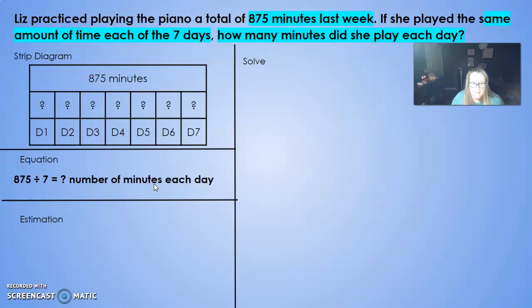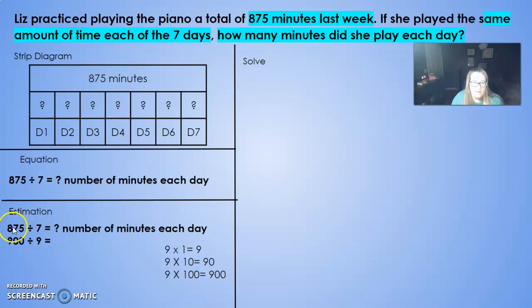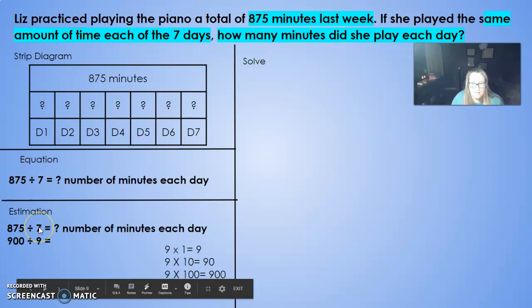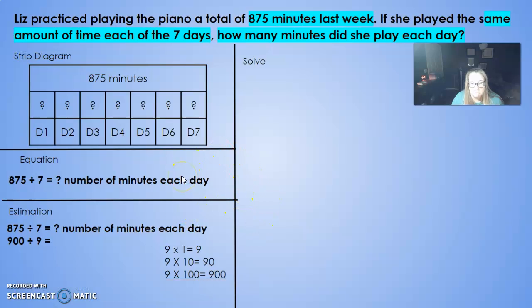Remember, the whole reason I do my estimate is to make sure that my answer is reasonable. So if I have 875 divided by 7, I'm going to do 875 rounded to 900 because it's pretty close. And 7, that's a good number, but I'm going to go to 9 because I know my 9s. So I wrote them down over here. 9 times 1 equals 9. 9 times 10 equals 90. And 9 times 100 equals 900. Well, I just said that I wanted to solve 900 divided by 9. So if I do 900 divided by 9, using my fact family, since I know 9 times 100 is 900, I know that means she's going to play about 100 minutes each day.